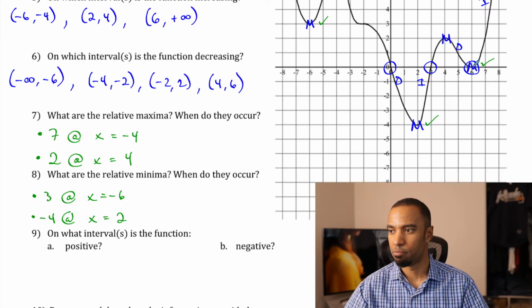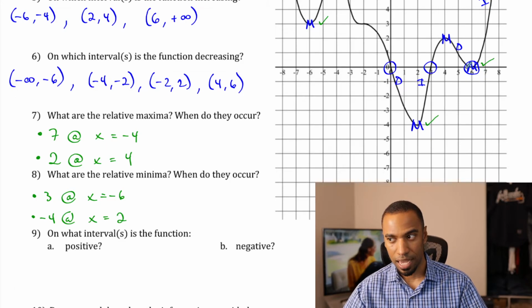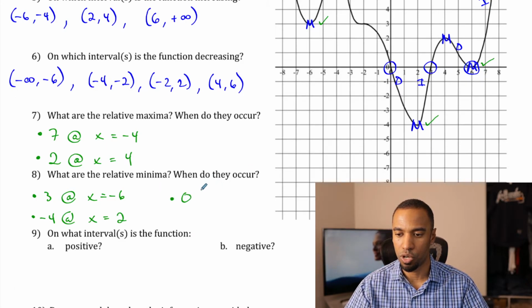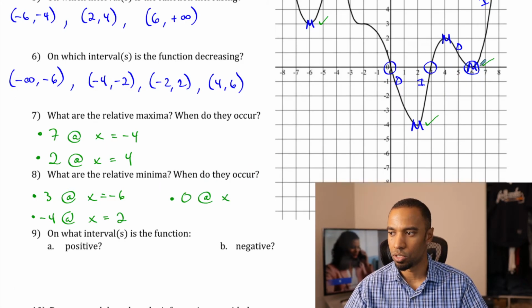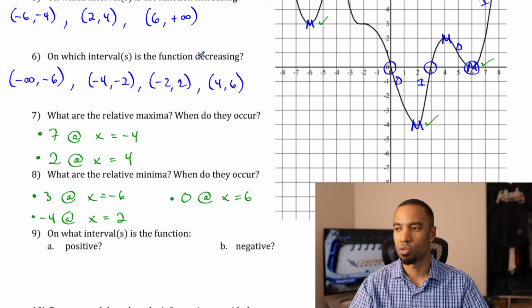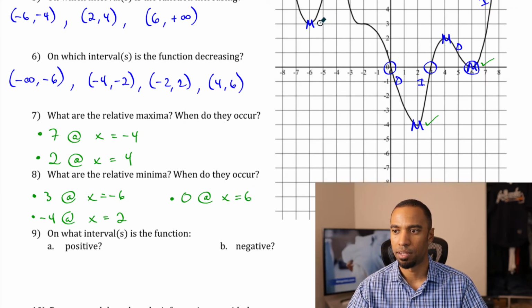And there's a relative minimum of 0 on the x-axis. There's a relative minimum of 0 at x equals, looks like 6, at x equals 6. Those are your 3 relative minima.